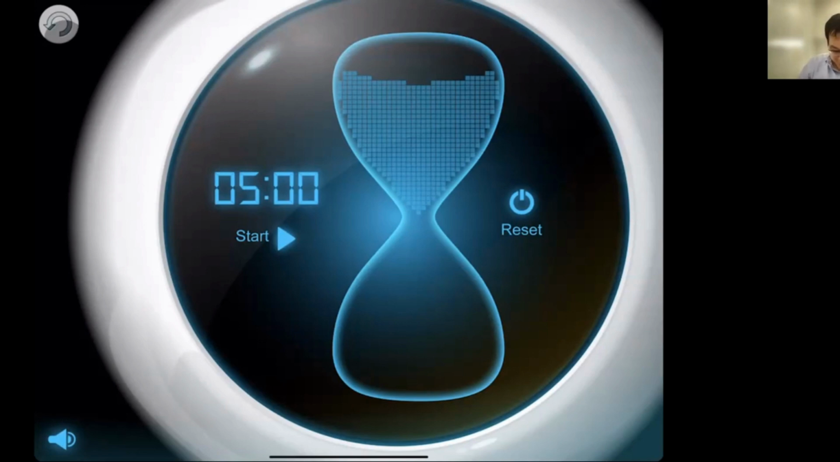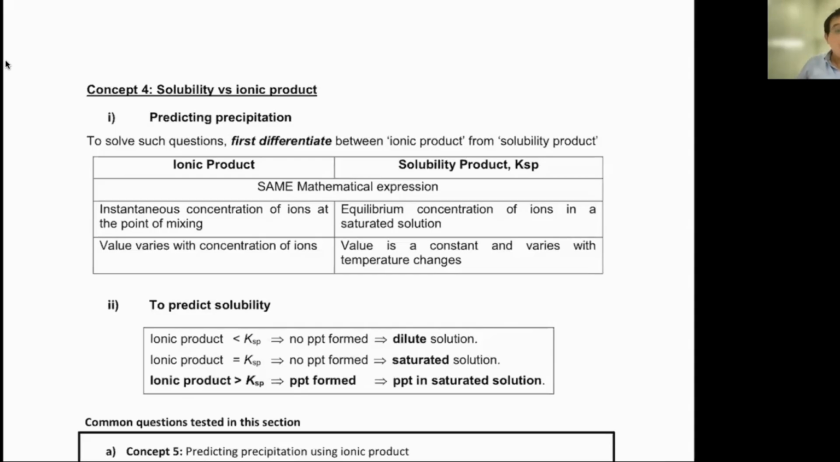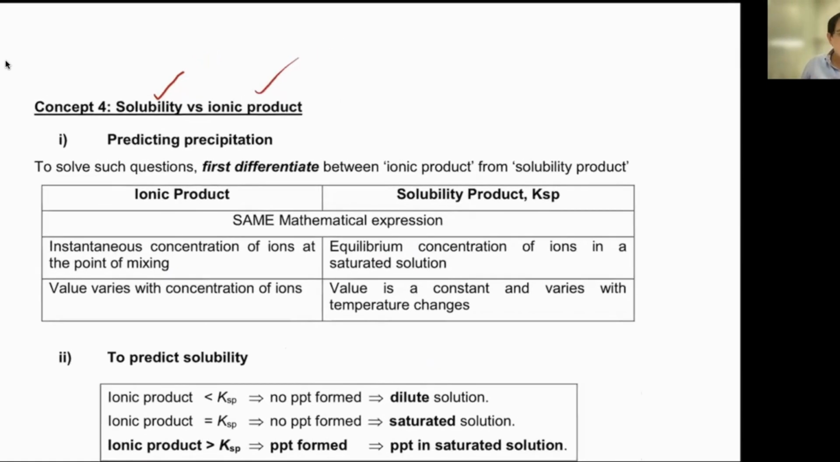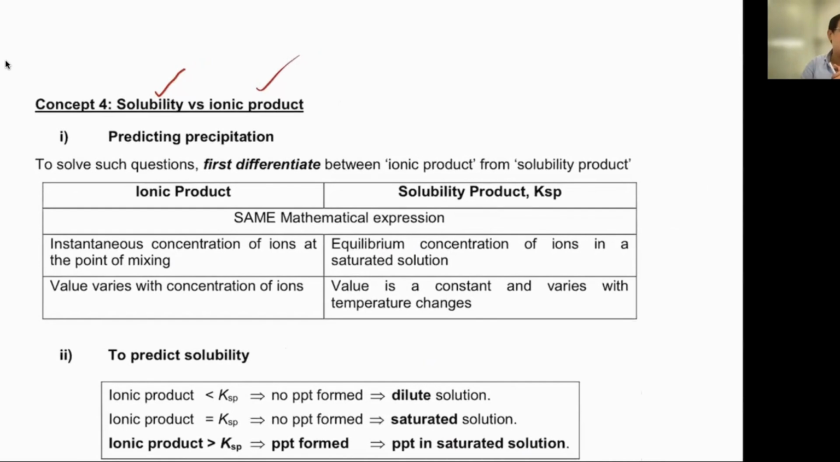So can we take a look together? Okay, under this one, we're going to learn solubility and ionic product. Now, what does it mean? So the question is, first of all, you must differentiate very carefully what is the meaning of solubility product and ionic product. Right, this is it. So what's the meaning of ionic product? What's the meaning of solubility product?